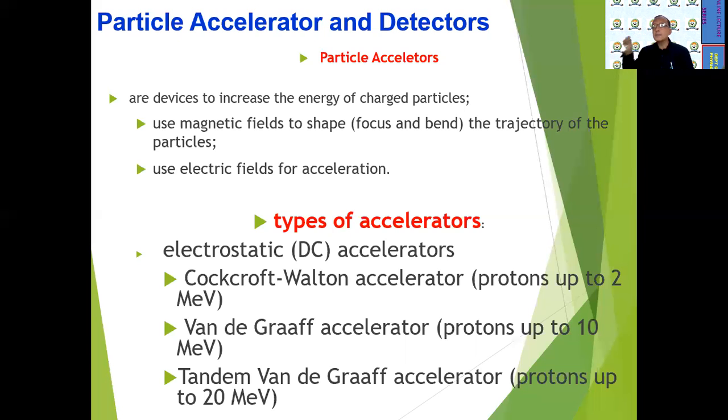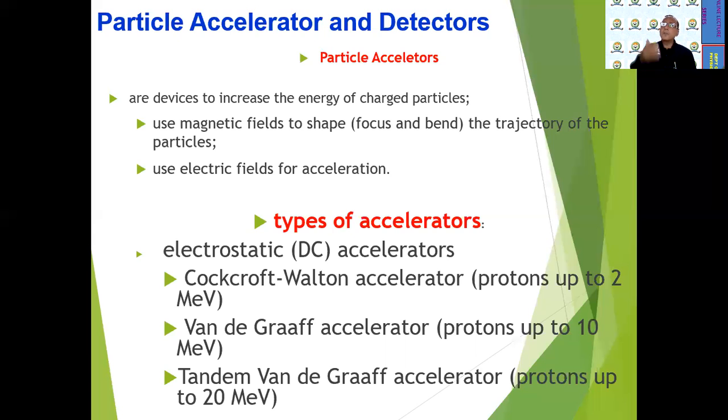To enhance or to increase the energy of the charged particle. And to enhance the energy of this charged particle, a particular type of device is used. That device is called a particle accelerator. In this particle accelerator, there is a use of magnetic field to shape or to focus the trajectory of the particle, and also a use of electric field for the acceleration. We say accelerator because it increases the energy.